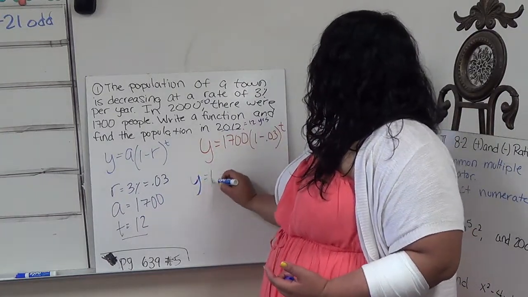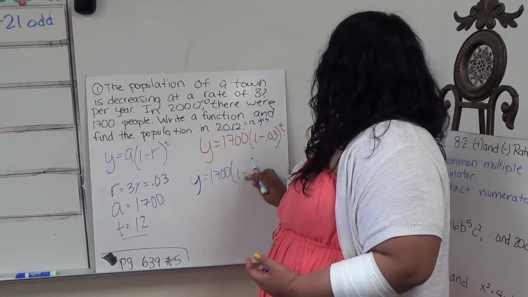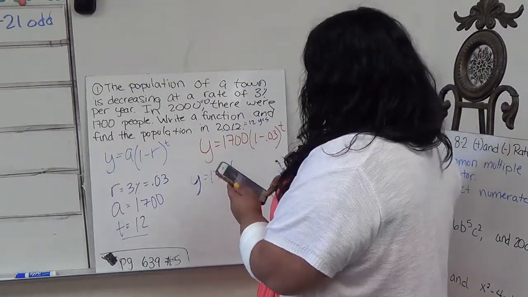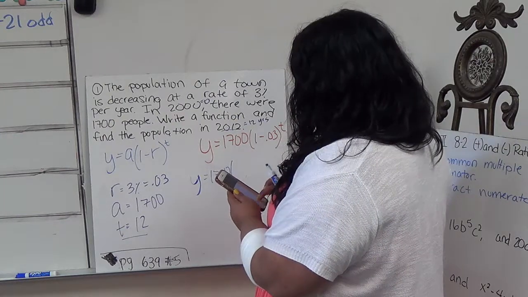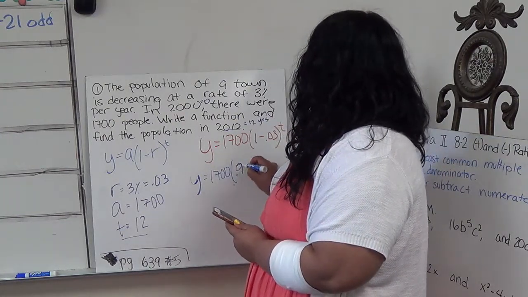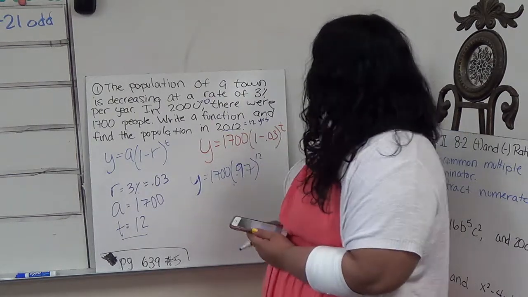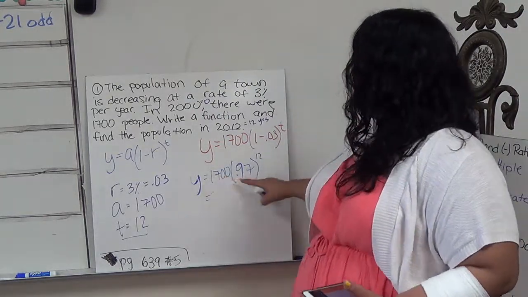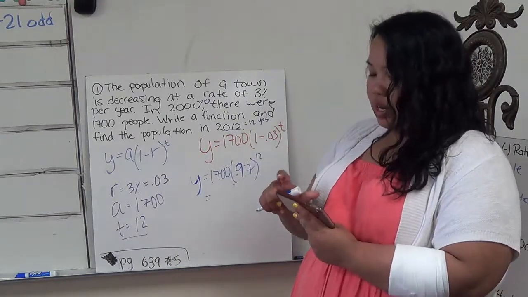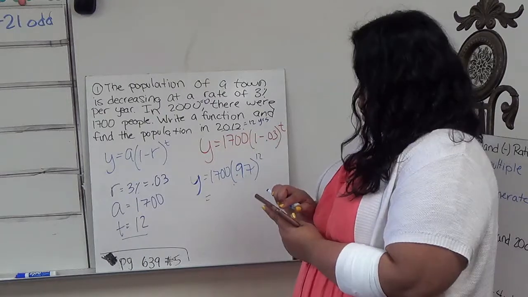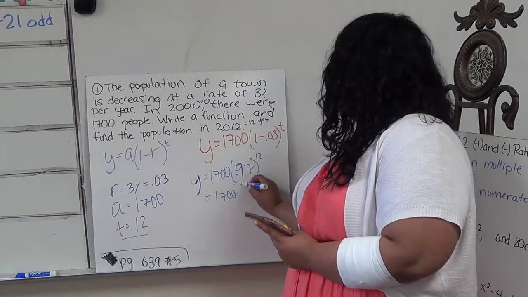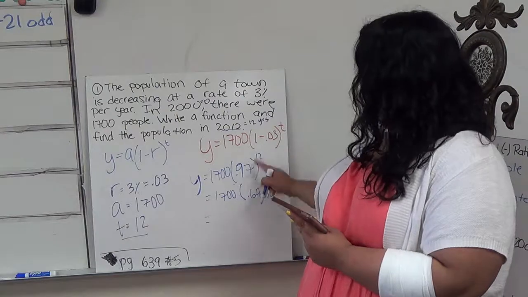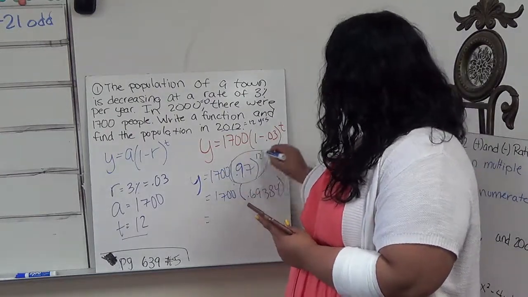We're going to have y equals 1,700 times 1 minus 0.03, which is 0.97, to the 12. Just like when we're dealing with the order of operations, powers go first. It might be tempting to multiply these together, but first I have to do 0.97 to the power of 12. And that's 0.69384. Then I can multiply it by 1,700. So I have to do the power first.